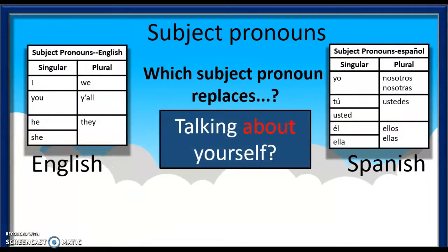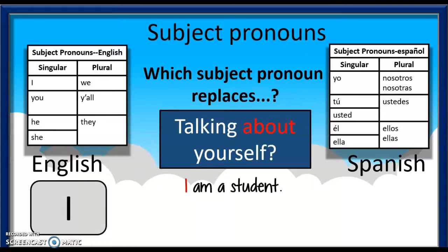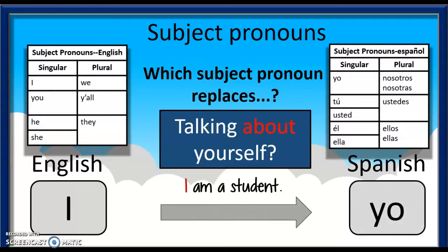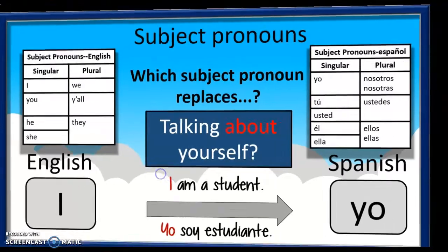Which subject pronoun would you use if you're talking about yourself? Well, in English, the sentence might look like this: I am a student. So the subject pronoun we used is I. In Spanish, then, the equivalent would be yo. So in Spanish, you would say yo soy estudiante. Yo soy, because soy means am, estudiante.